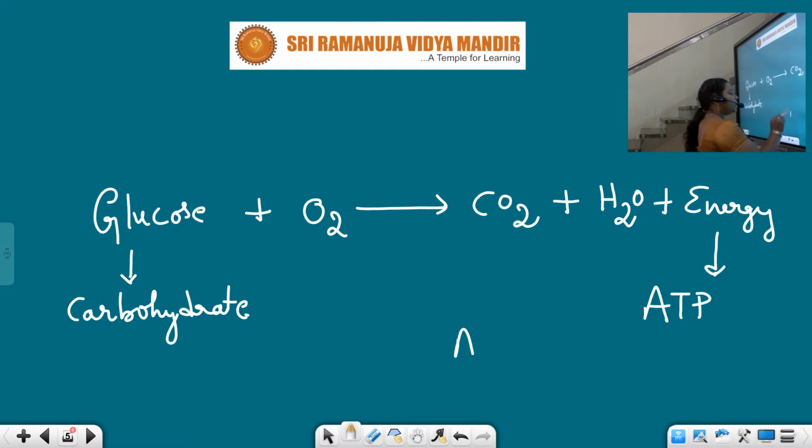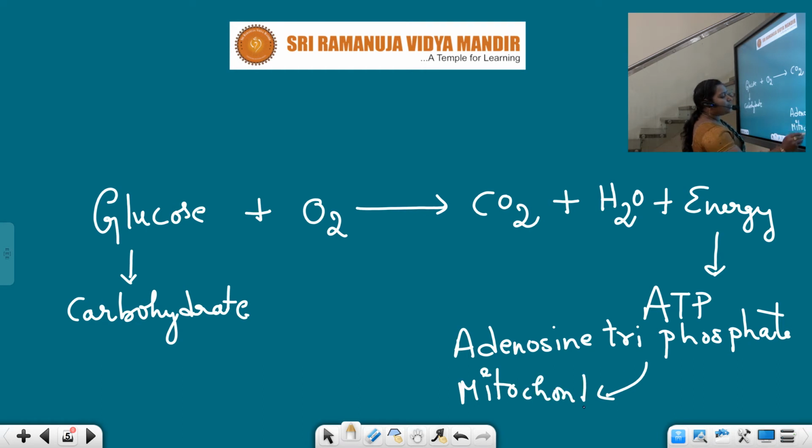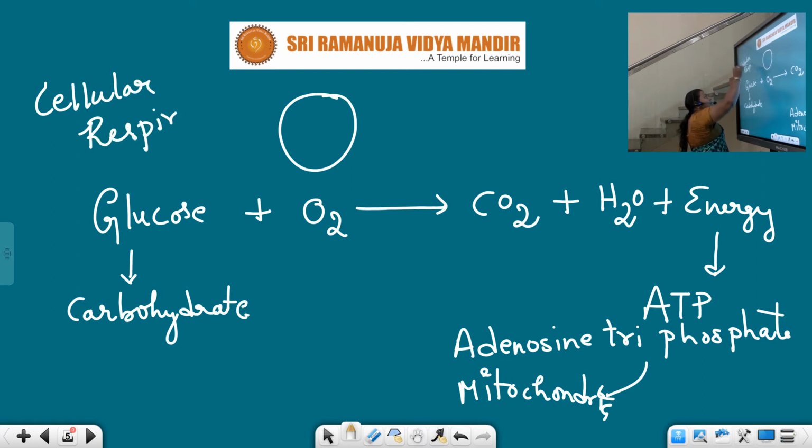This energy is stored in the form of ATP. ATP means adenosine triphosphate. In the cell, this ATP is stored in the mitochondria. The entire breakdown of the glucose molecule occurs at the cell stage. Every cell of the living creature performs this procedure. So there is a reason we call this respiration cellular respiration.